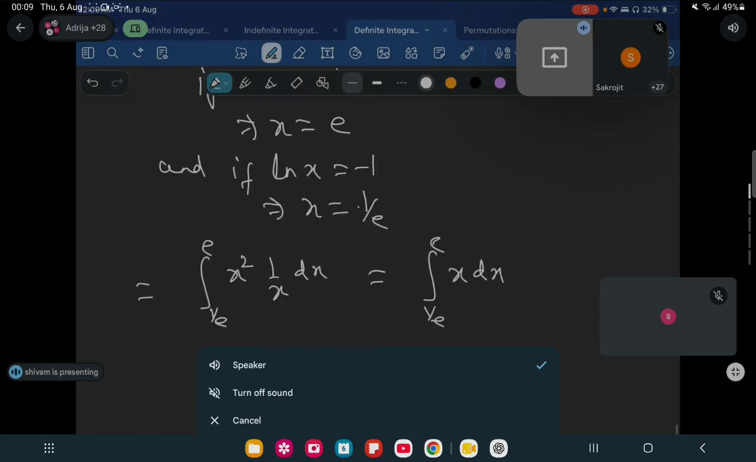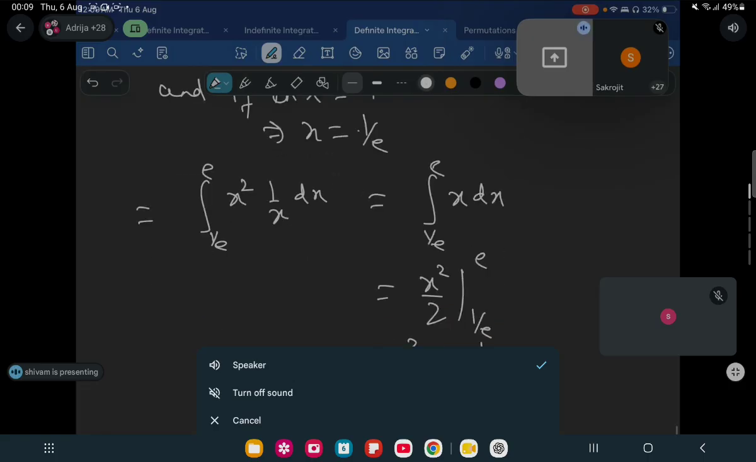After that, you can simplify: x square by 2, substituted from 1 by e to e, which will become e square by 2 minus 1 by 2 e square. Anyone having any doubt, you can ask me. No, sir. Okay. Next.